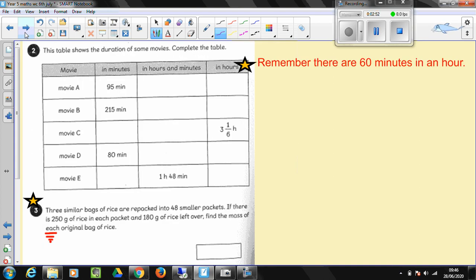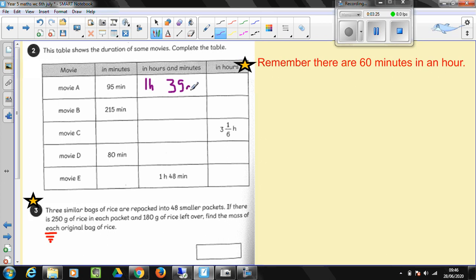This question goes back to some of our knowledge that we used on converting units of time. I've starred the last column in the first question because it's tricky. I'm going to do the first one with you to show you, but if you're finding it too hard, just leave it and just do the first 2 columns. So you need to remember there are 60 minutes in an hour. So if I've got 95 minutes, that's one lot of 60, that's 1 hour, and there are 35 minutes left over.